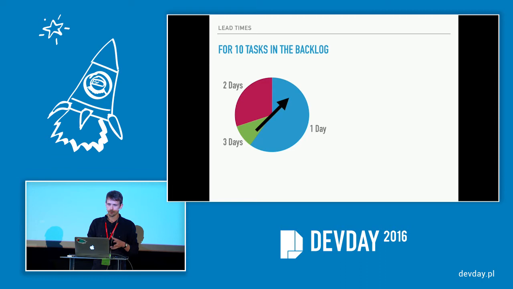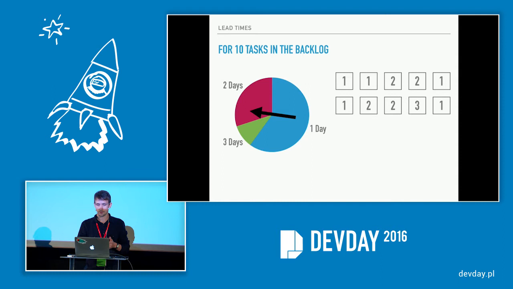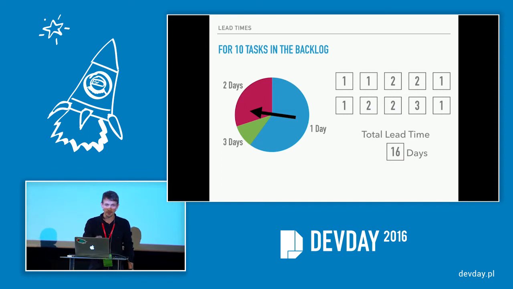Okay, so for the 10 tasks in the backlog, we start with task 1, and we get a lead time of 1, a lead time of 1, and a lead time of 2, and we do that for the rest of the tasks. We add them all up, and we get a total lead time of 16 days.